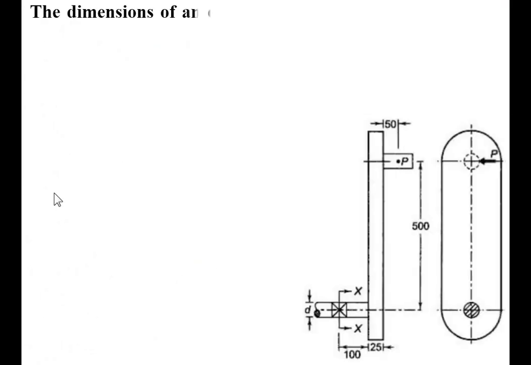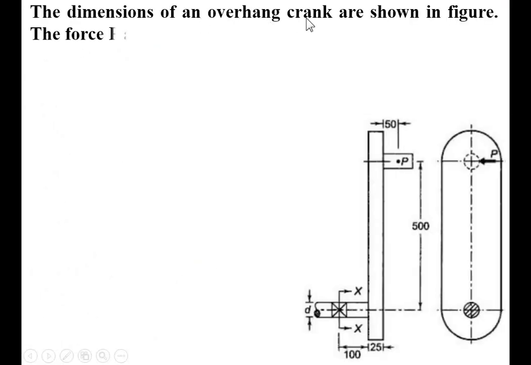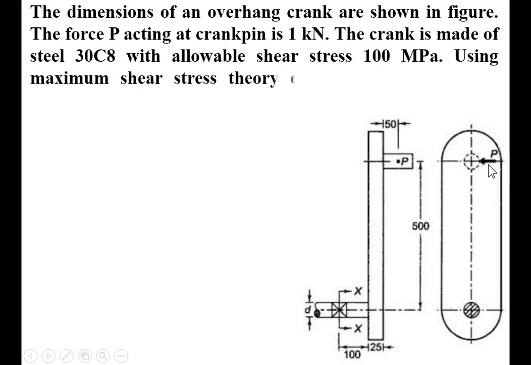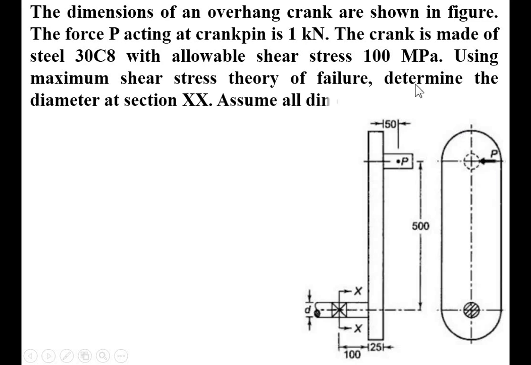The description of the given problem. The dimensions of an overhang crank are shown in the figure. There are two views, front view and side view. The force P, that is over here, acting at the crank pin is 1 kilonewton. The crank is made of steel 30C8 with allowable shear stress 100 megapascal. Using maximum shear stress theory of failure, determine the diameter at section XX.